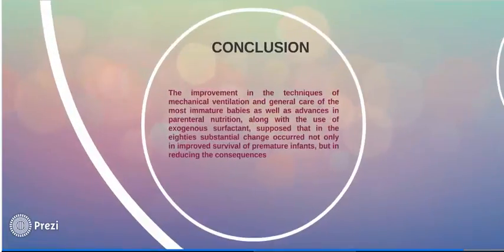Conclusion. The improvement in the technique of mechanical ventilation and general care of the most immature babies, as well as advances in parenteral nutrition, along with the use of oxygen and surfactant, suggest that substantial change occurs not in improved survival of premature infants, but in reducing the consequences.